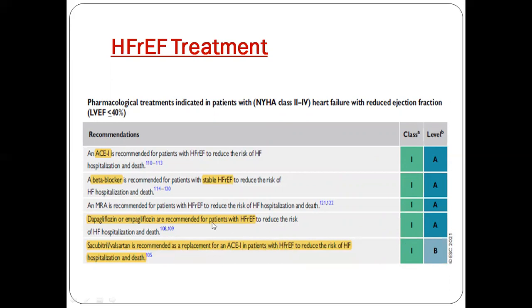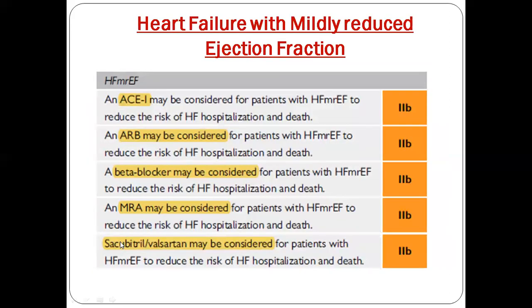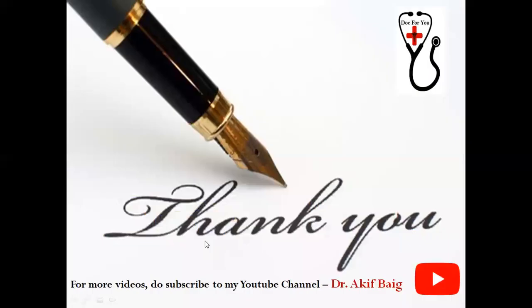It is recommended as a replacement for an AC inhibitor in patients with heart failure with reduced ejection fraction. In the last ESC guideline, it was recommended to start only in patients on AC inhibitors or ARBs who were symptomatic despite being on AC inhibitors, beta blockers, or mineralocorticoid receptor antagonists. But this trial showed that it should be replaced because there are very high benefits with the usage of sacubitril valsartan.